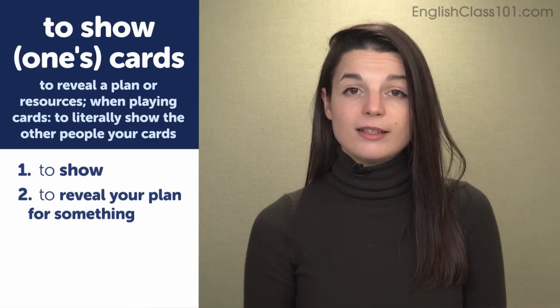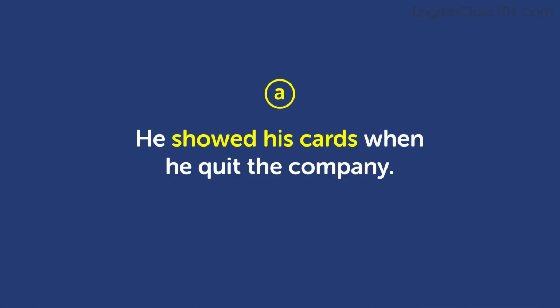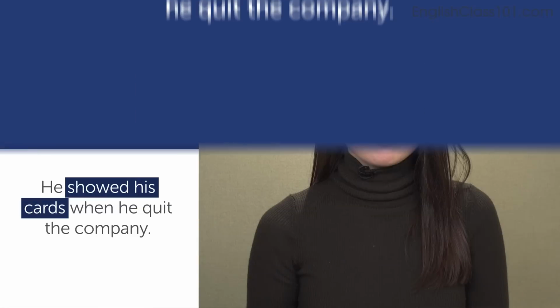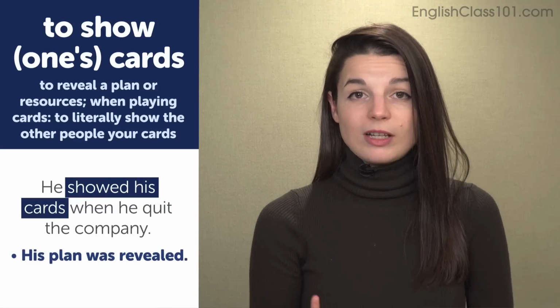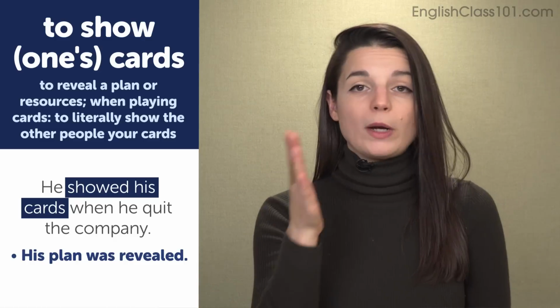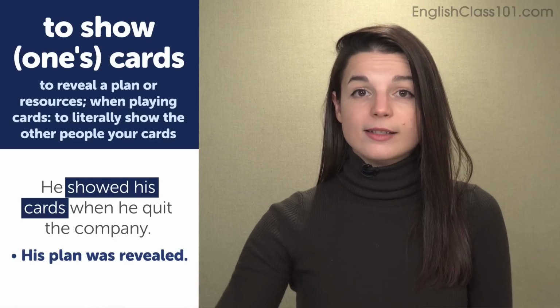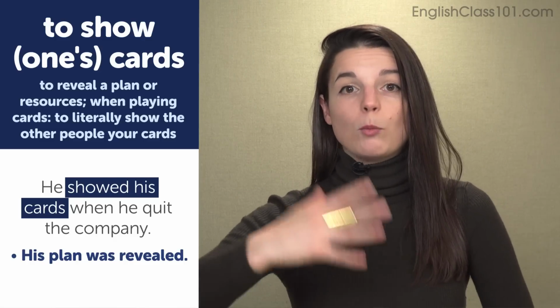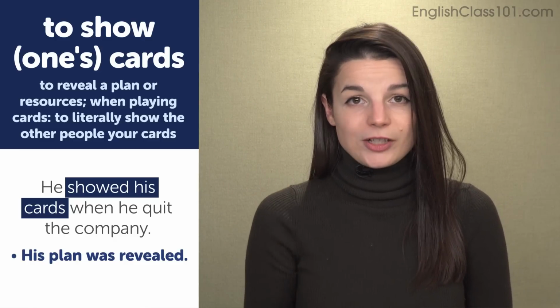So let's look at some examples of this. He showed his cards when he quit the company. So in other words, his plan was revealed. He revealed his plan when he quit the company. He decided to stop working there. His plan was revealed through his actions.